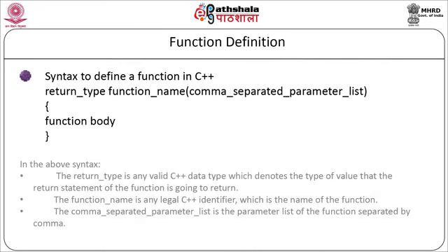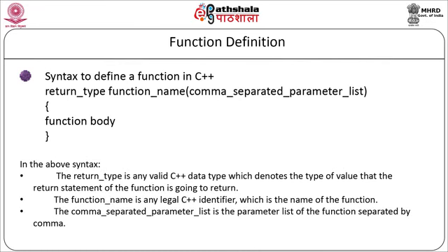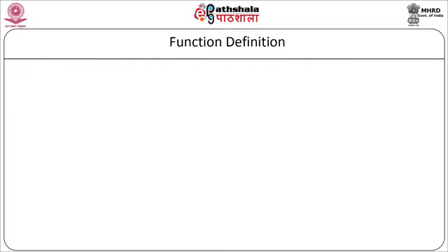Now in the above syntax, the return type is any valid C++ data type which will denote the type of the value that the return statement of the function is going to return. The function name is any legal C++ identifier which is the name of the function. The comma separated parameter list is a list of the function's parameters separated by commas. The example is integer difference in bracket integer a comma integer b.